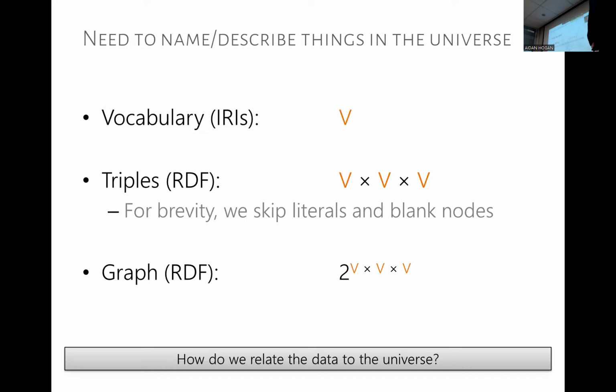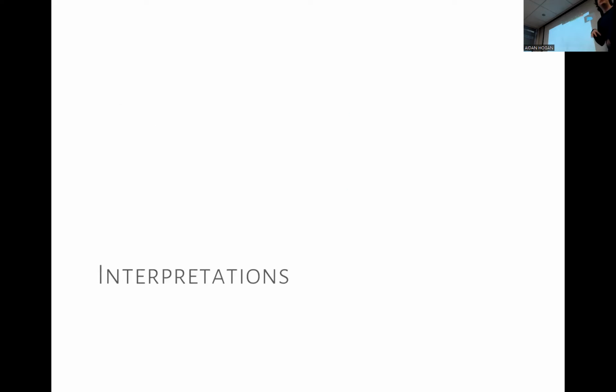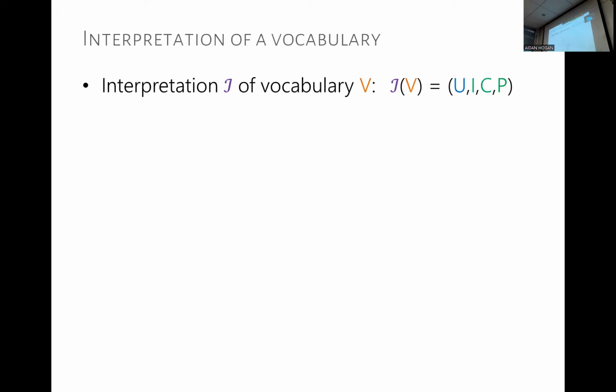How do we relate the data to the universe is the next question we need to solve. So for this, we have our real world, which is U, our universe, and we have subsets of U, which are classes, and we have a set of pairs, which would be a property. And we have our vocabulary, and we need a way to map the terms from the data to what we're describing, and that would be the interpretations. So an interpretation I of a vocabulary V needs 4 elements to interpret a vocabulary and map it to things in the real world. So we have U, I, C, and P.